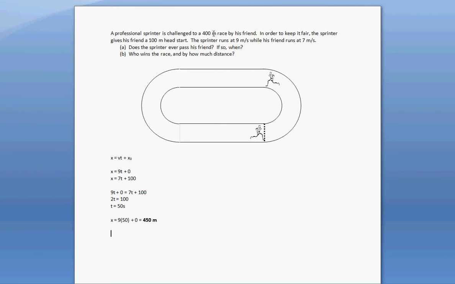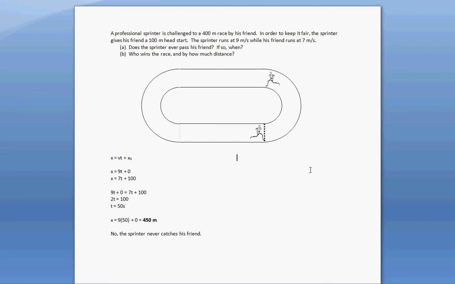Since the race is only 400 meters long, no, the sprinter never catches his friend because the race is only 400 meters and it takes him 450 meters to catch his friend. Okay, now let's determine who wins the race and by how much distance. Well, since the sprinter won't even catch his friend until somewhere over here, because it's 400 and then 50 more, we know that this guy's going to win the race. So his friend will win the race.